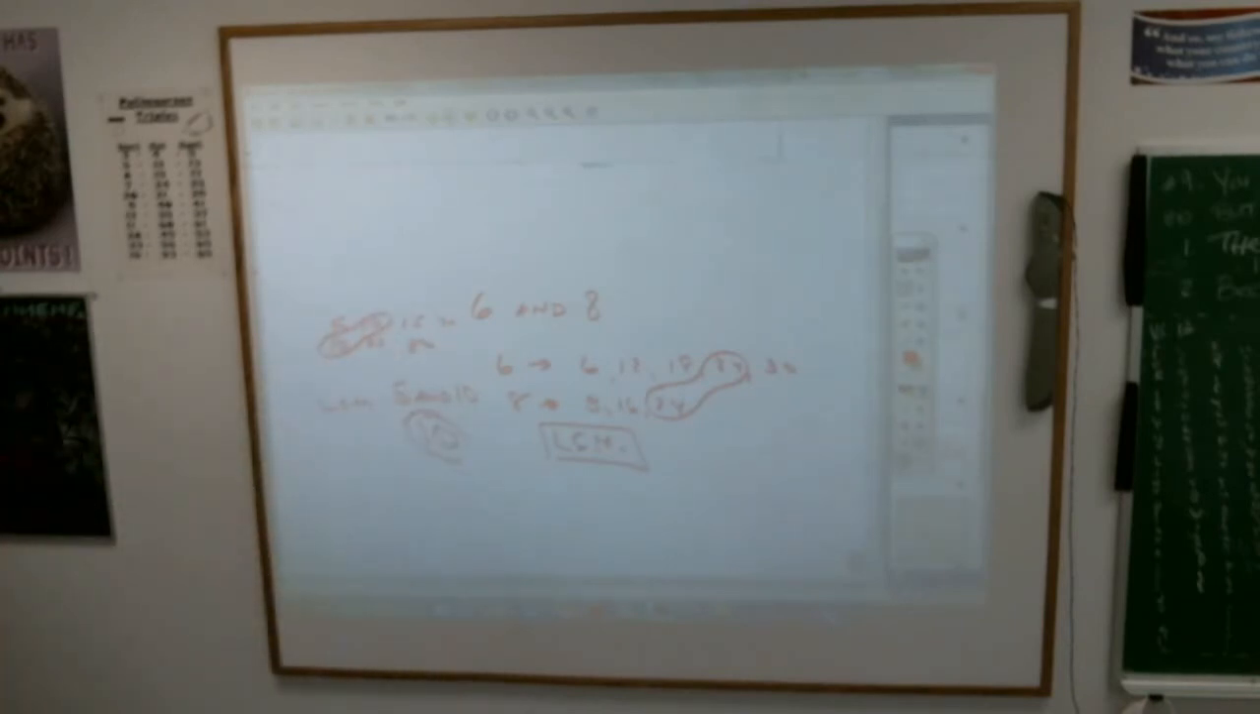And that's where most people go wrong. They get greatest common factor and least common multiple mixed up. But you guys are smarter than that, are you not?